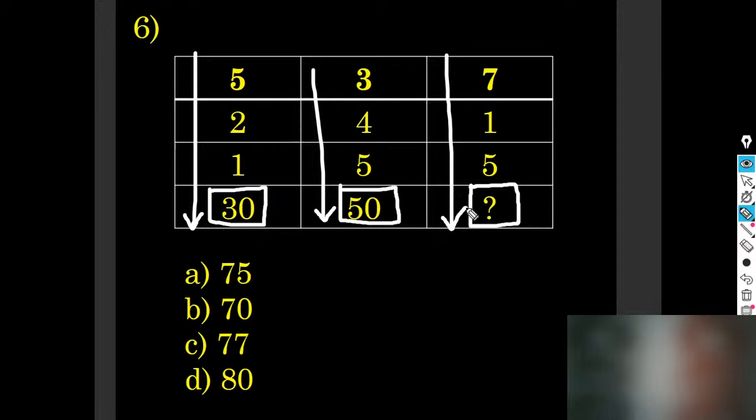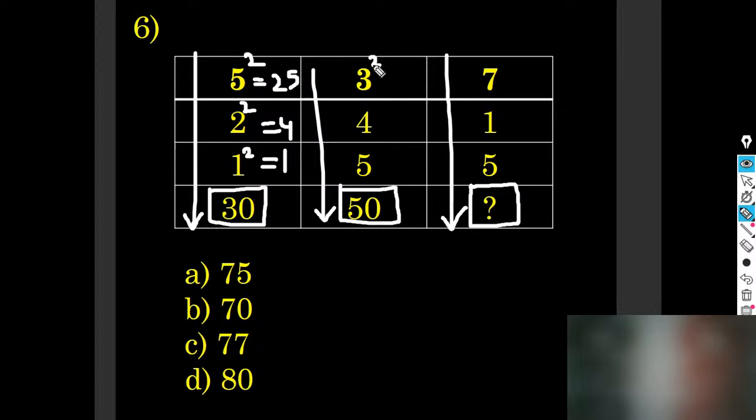The logic here is we have 5, 2 and 1 giving us 30. 30 is nearer to 5 square, because 5 square is 25. Still 5 is remaining, so 2 square is equal to 4, and 1 square equals 1. So they are squaring it and adding it. 25 plus 4 plus 1 is 30.